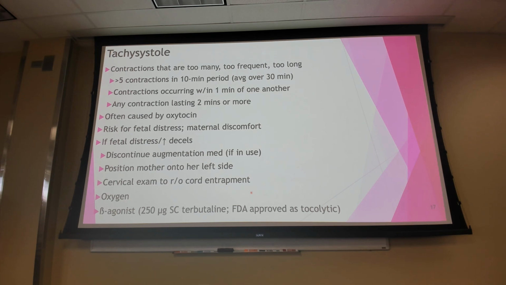And we want to make sure that there's no evidence of cord entrapment, so we'll do a manual exam and feel around the baby's neck, maybe give them oxygen. They may also give terbutaline. Terbutaline is the only FDA-approved medication for tachysystole. Essentially, terbutaline just reduces the amount of contractions that they have.